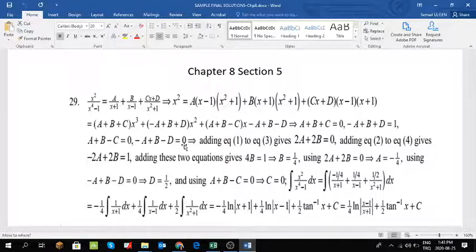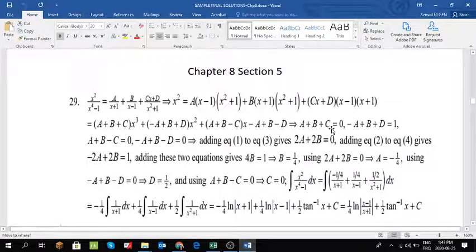Then we solve the four equations together. Adding equation 1 and equation 3 is going to give us 2A plus 2B is equal to 0. Adding equation 2 and 4 gives us negative 2A plus 2B is equal to 1. Then we are going to add these two up, and this is going to give us 4B is equal to 1, then B is equal to 1 over 4. And by using one of the two equations, then we get A is equal to negative 1 over 4.